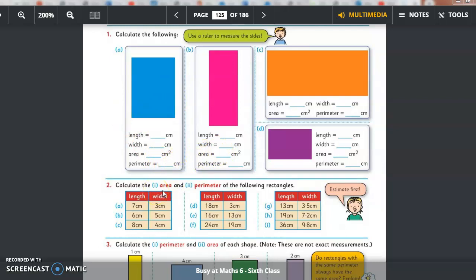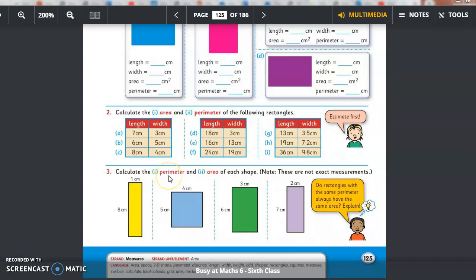Question 2a, calculate the area. Remember, the formula is the same. 7 times 3 will give you 21 squared centimeters for your area. The perimeter, you'd add 7 plus 3 plus 7 plus 3 because you're going around the outside of this object. B to I are the very same.